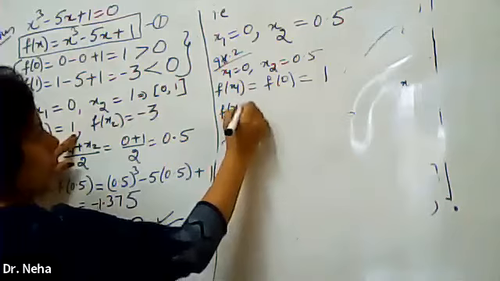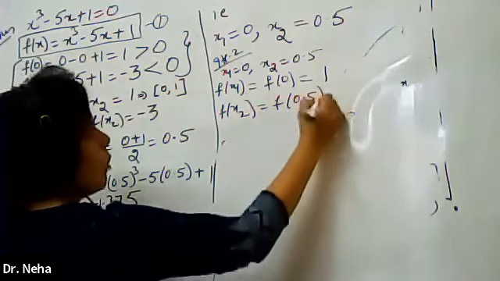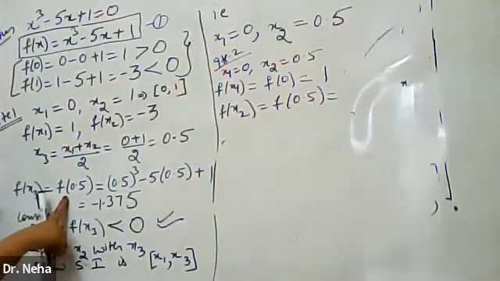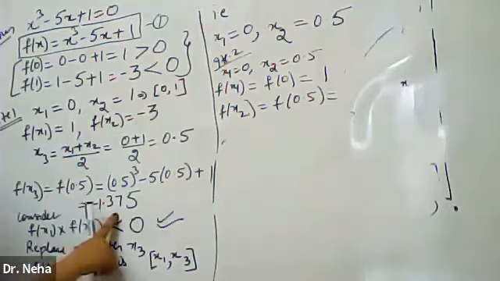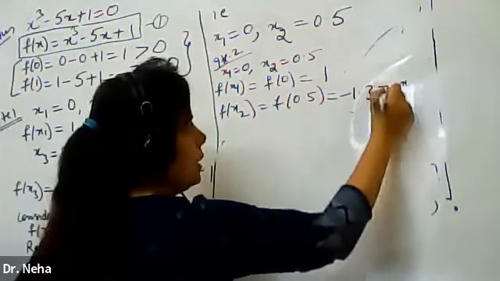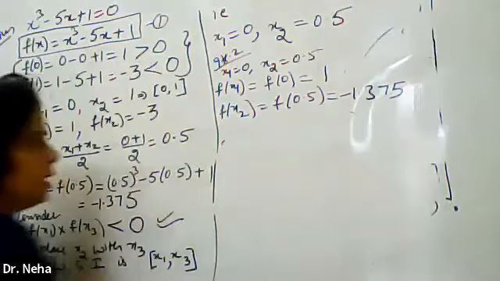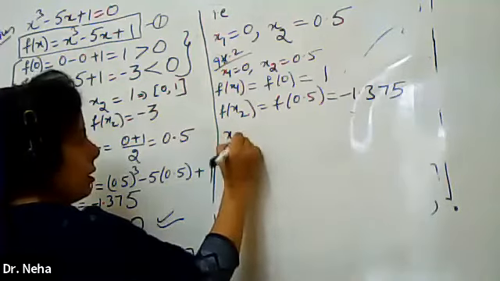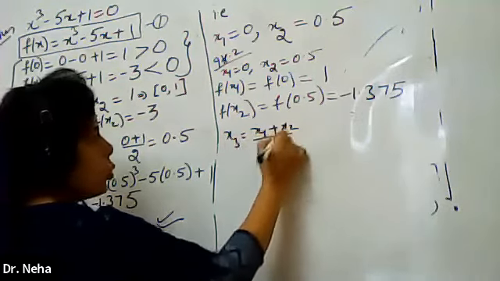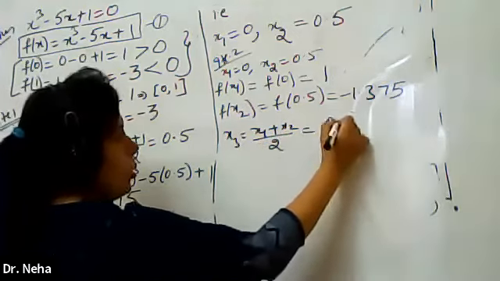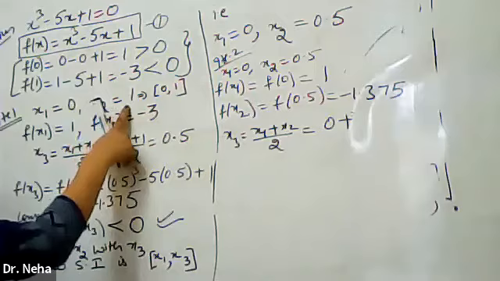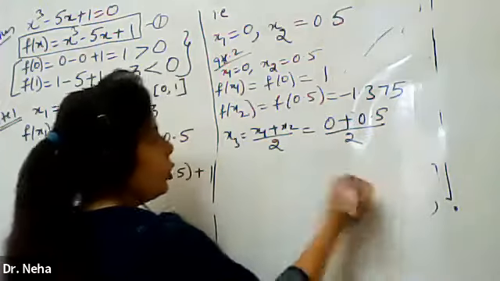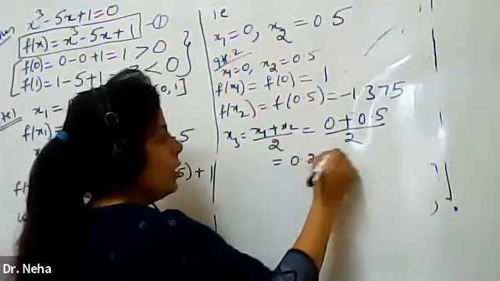And again write f(x2). f(x2) means f of 0.5. You have somewhere f of 0.5. See this one. Minus 1.375. Done. Same process. Again find x3, x1 plus x2 divided by 2. x1 is 0. Now don't take x2 as 1. Clear? Now x2 is 0.5, divided by 2. And this will be 0.25.